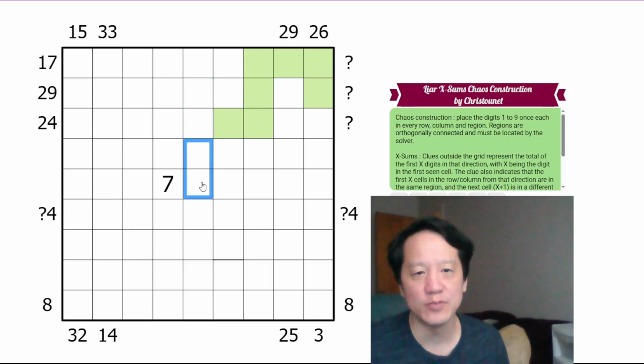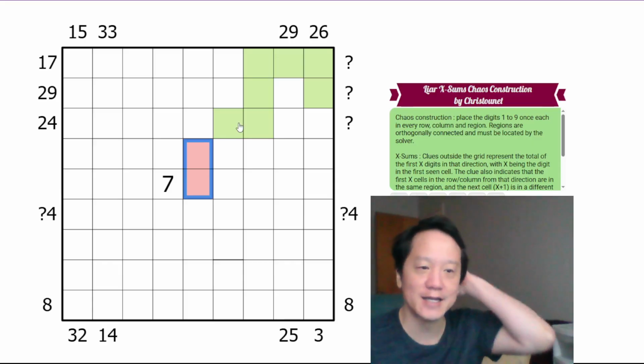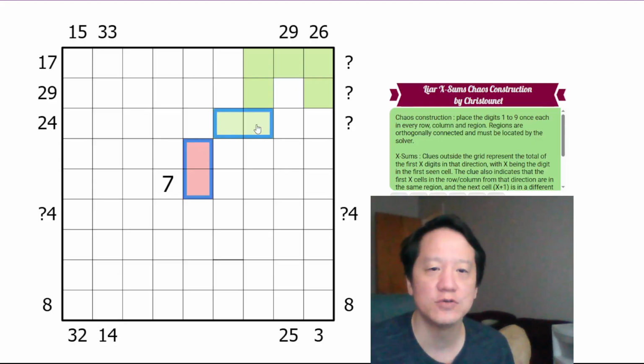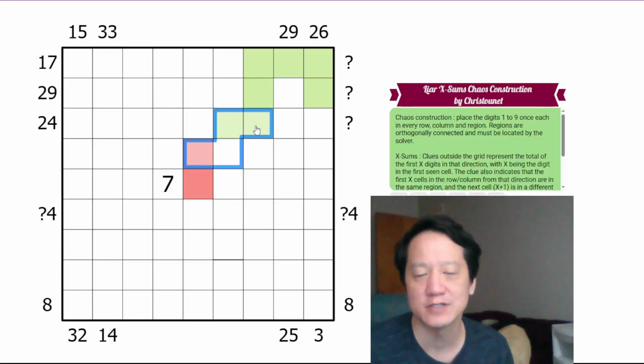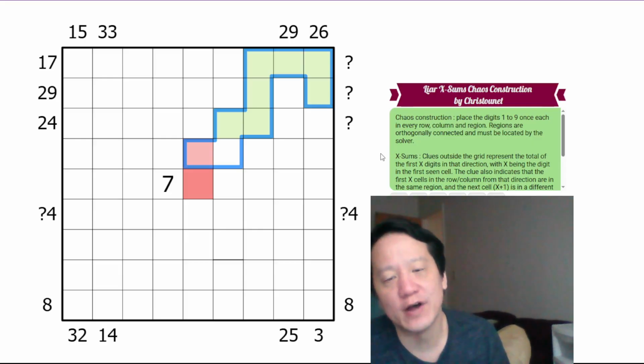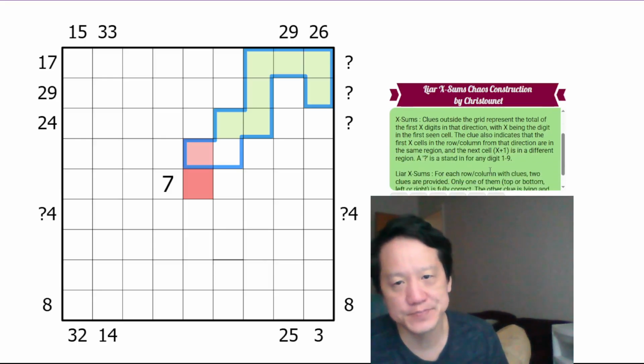Here is an example of a region which is not valid, because even though these two cells can get to each other by going through edges while staying within the region, they cannot get to the other cells in their region by going through edges while staying within the region. They have to go through a corner or go outside the region to do so. And that's an example of how orthogonally connected cells and Chaos Construction work.